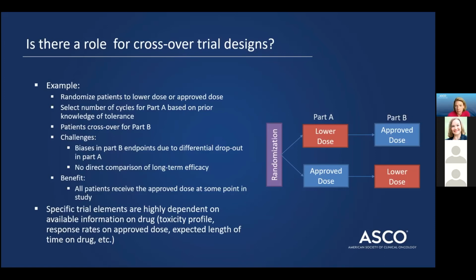This has some facets that are attractive about it. However, you would have to be careful about biases in part B endpoints if there's differential dropout in part A, and you wouldn't have any direct comparison of long-term efficacy on one or the other. The benefit of this design would be that all patients would receive the approved dose at some point in the study, which may help encourage enrollment in the study. And then, of course, the specific trial elements would be highly dependent on what we already know about the drug in question here.